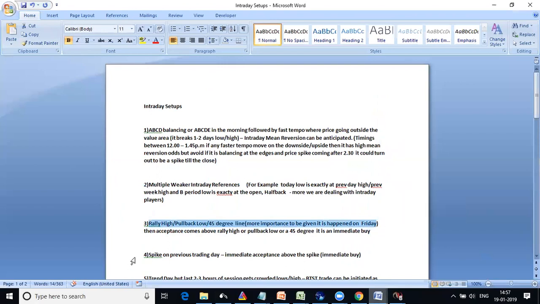The fourth setup is on the spike, right? So spike acceptance. Here we are talking about a spike acceptance. There are two ways you can expect it: a spike acceptance or a rejection. We are going to talk about spike acceptance and spike rejection. First, we'll talk about a spike acceptance.